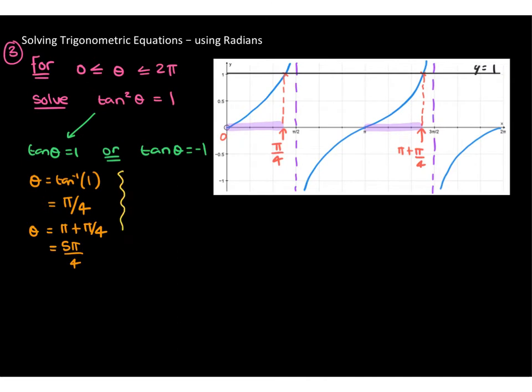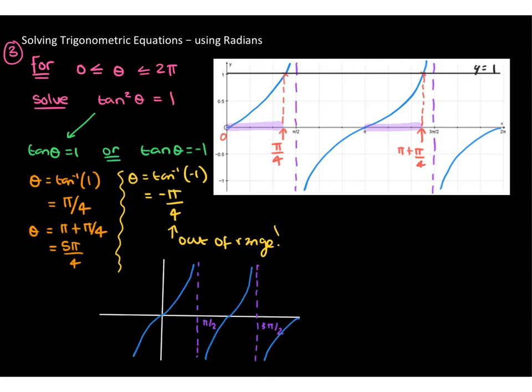Now, what happens when I look at tan theta equals negative 1? I know that if I do the inverse tan of negative 1, my calculator will give me negative pi by 4, which is unfortunately out of range because we're looking for answers between 0 and 2 pi. So I have to use this to help me find my missing angles. I'm actually going to sketch the tan graph again underneath for clarity.